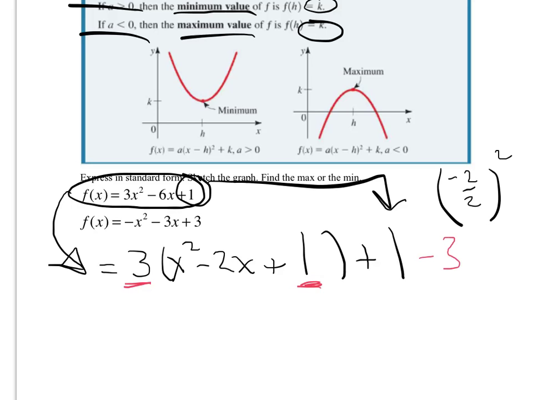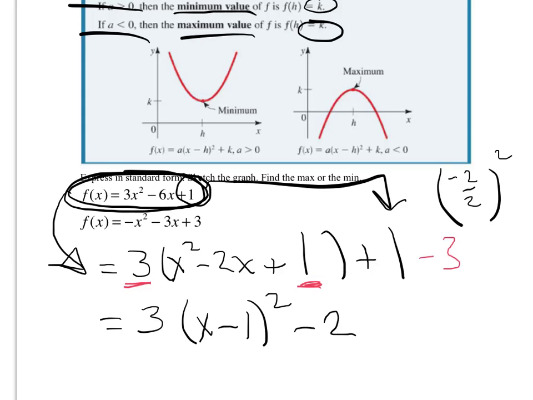Once again, if you multiplied all this stuff out, you would get back to your original function right here, 3x squared minus 6x plus 1. But we're not going to do that. Instead, we're going to show the factored form. This is 3 times (x minus 1) squared, and plus 1 minus 3 is minus 2. So now we have a vertical stretch of 3 with a shift to the right of 1 and down of 2.